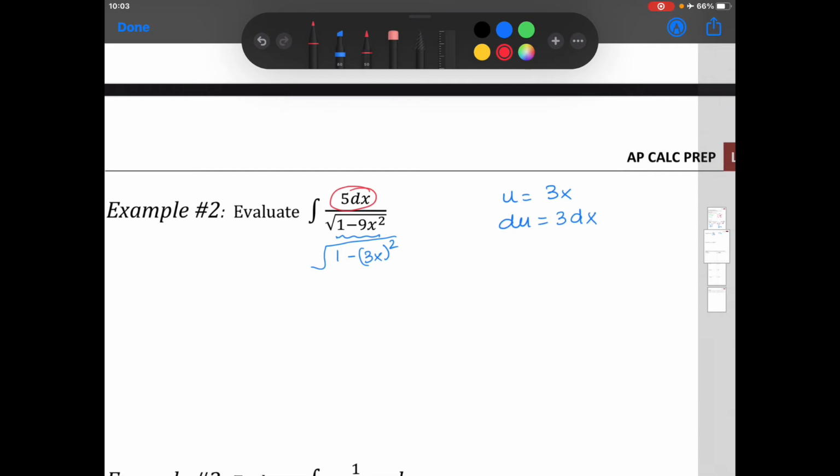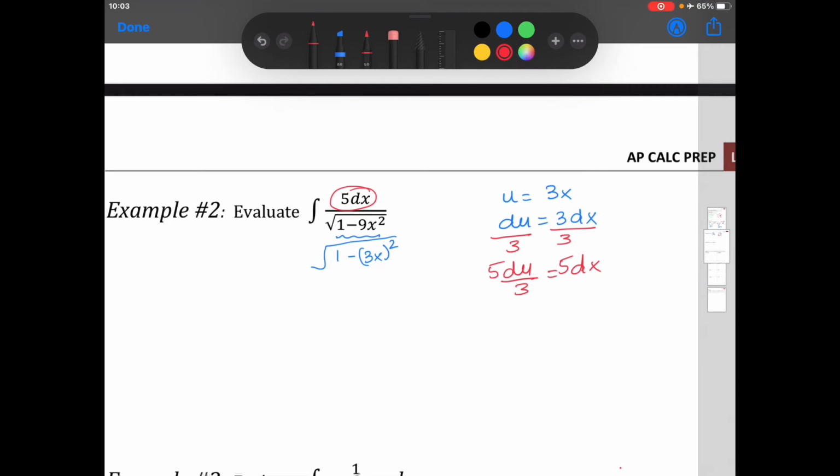I want to replace my 5 dx. So can I not divide by 3 on both sides? If I divide by 3, I'm left with du over 3 equals dx. I need to replace 5 dx, so I'm going to multiply both sides by 5. So I'm going to replace my 5 dx with 5 du over 3. You could have pulled out the 5 also, and that would be acceptable too. I just wanted to show you another way.